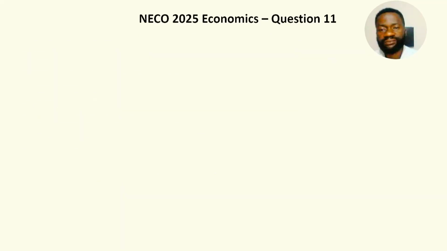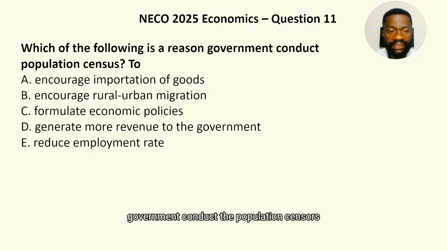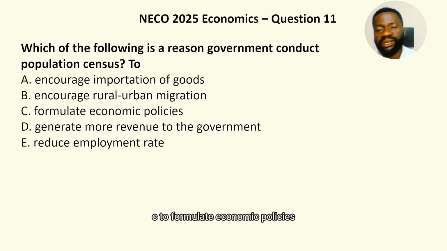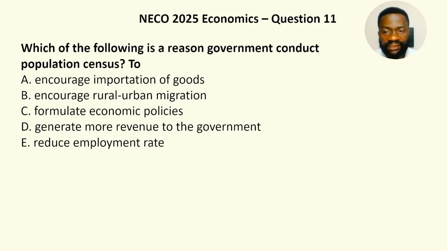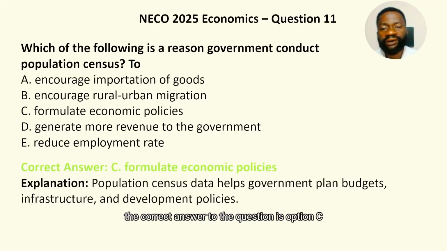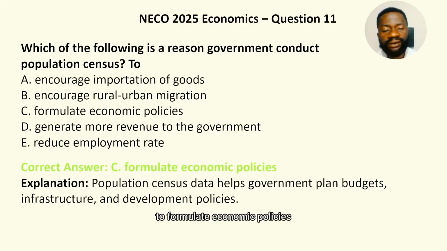Next question. Which of the following is a reason government conduct a population census? A, to encourage importation of goods. B, to encourage rural-urban migration. C, to formulate economic policies. D, to generate more revenue to the government. And E, to reduce employment rates. The correct answer to the question is option C, to formulate economic policies.